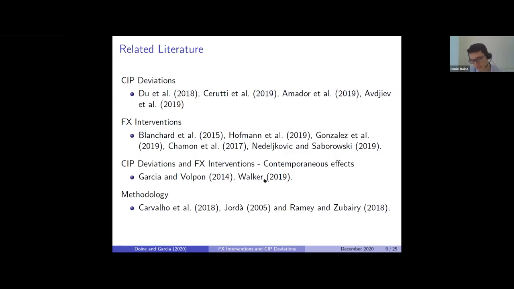Okay, and the link between FX interventions and CIP deviations is not actually new. We have some papers that have already investigated this, such as Garcia and Volpon in 2014 and Walker in 2019. And Walker has a model explaining how the different types of interventions affect the forward premium difference. Our main contribution here is that we add a methodology that incorporates the dynamics of these effects. Okay, and the methodology, as I said, we use the ARCO methodology and the local projections developed by Jordà.